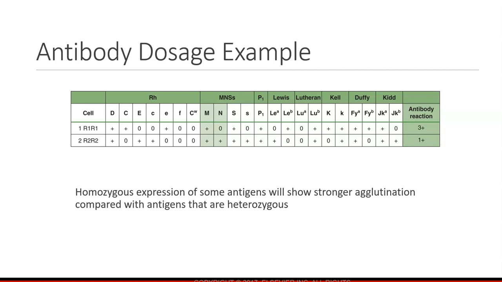In the second row, you see that there's a 1+ reaction. And if you look at the genotype of the cell, it's M positive, N positive, which means 50% is M, 50% is N. So again, when you have 100% of antigens on the cell being of the same antigen, a double dose, then you will many times get a much stronger reaction with the patient's antibody than with a heterozygous cell. Some blood group systems show dosage more than others.